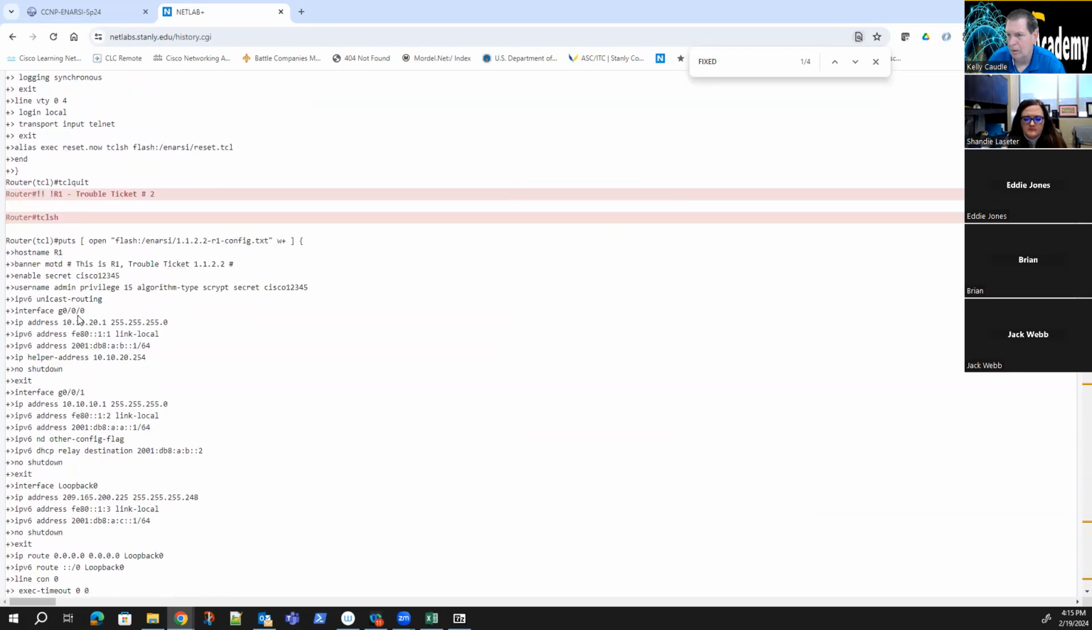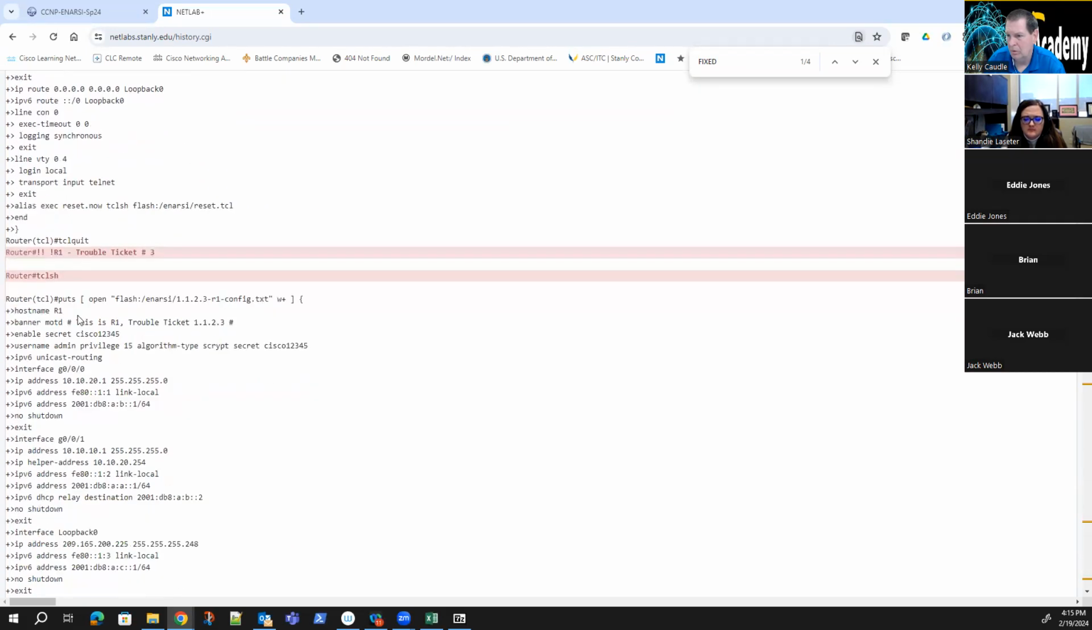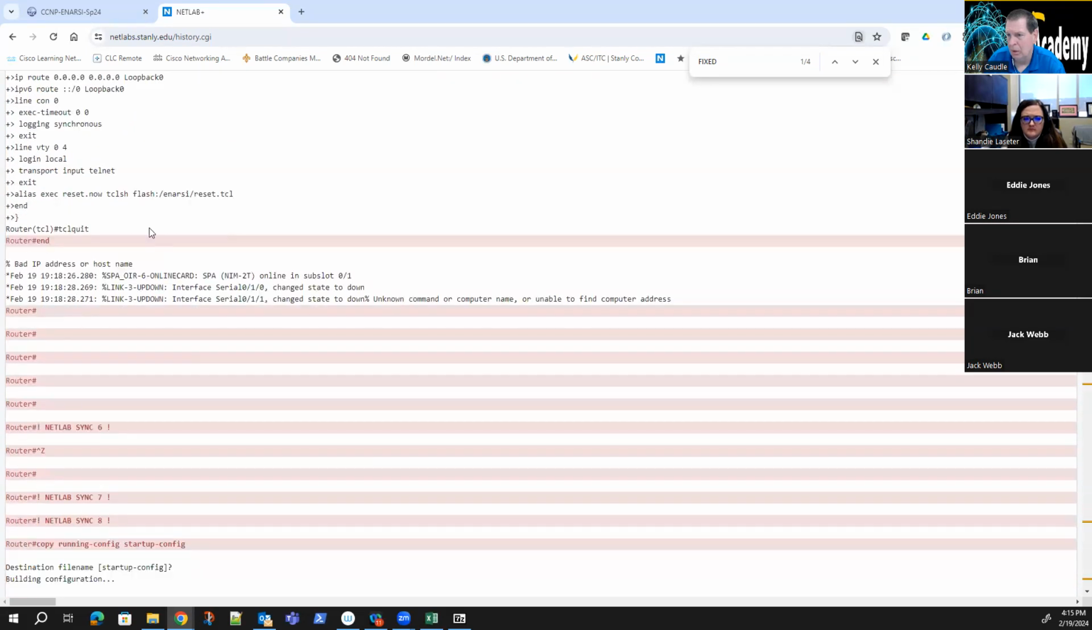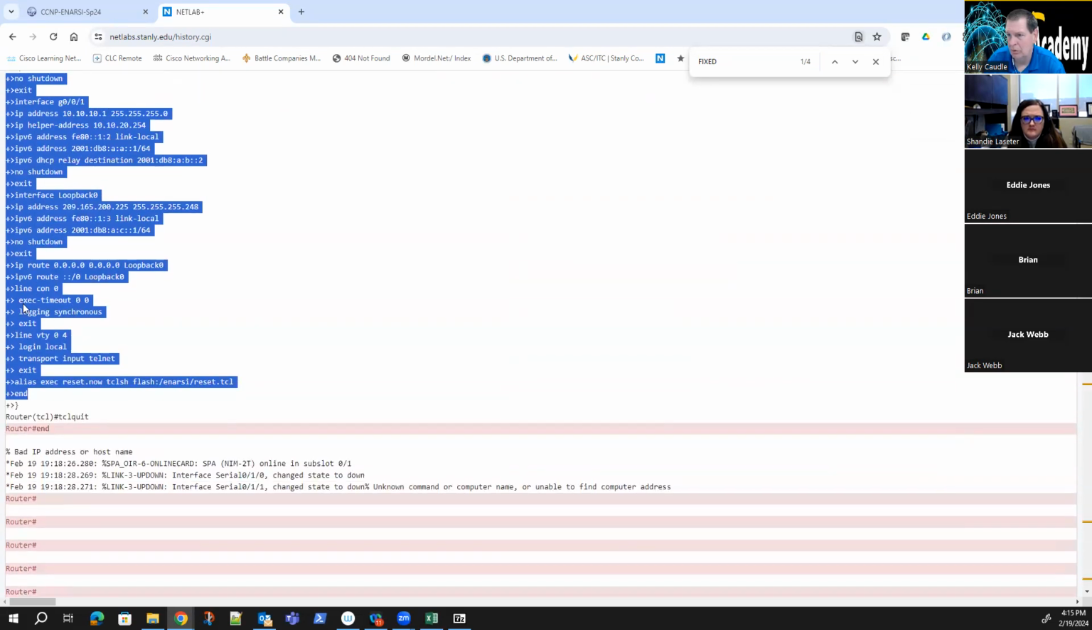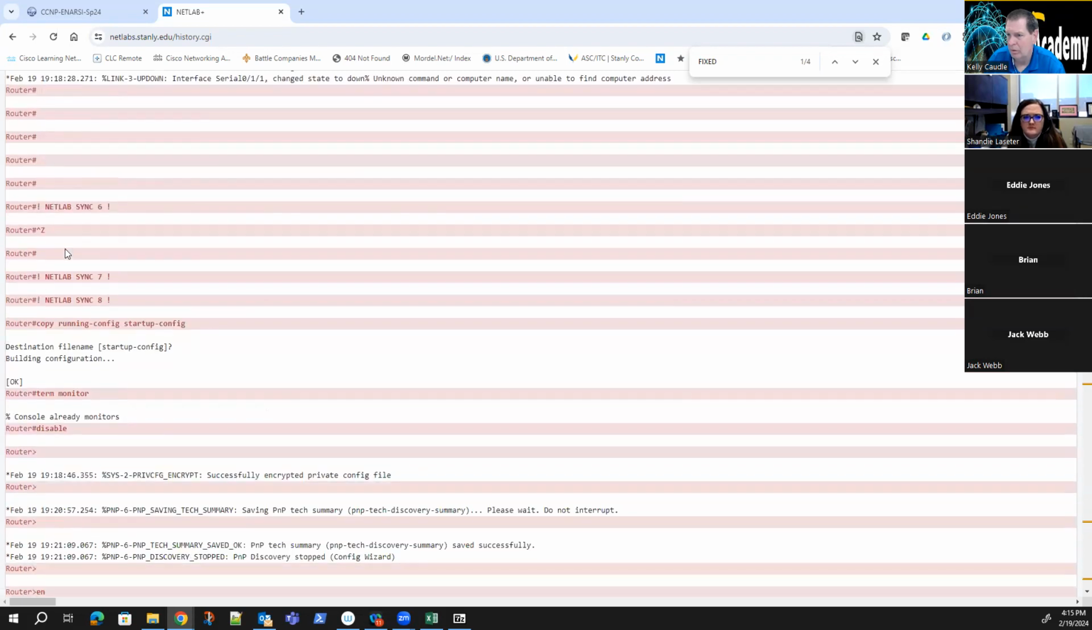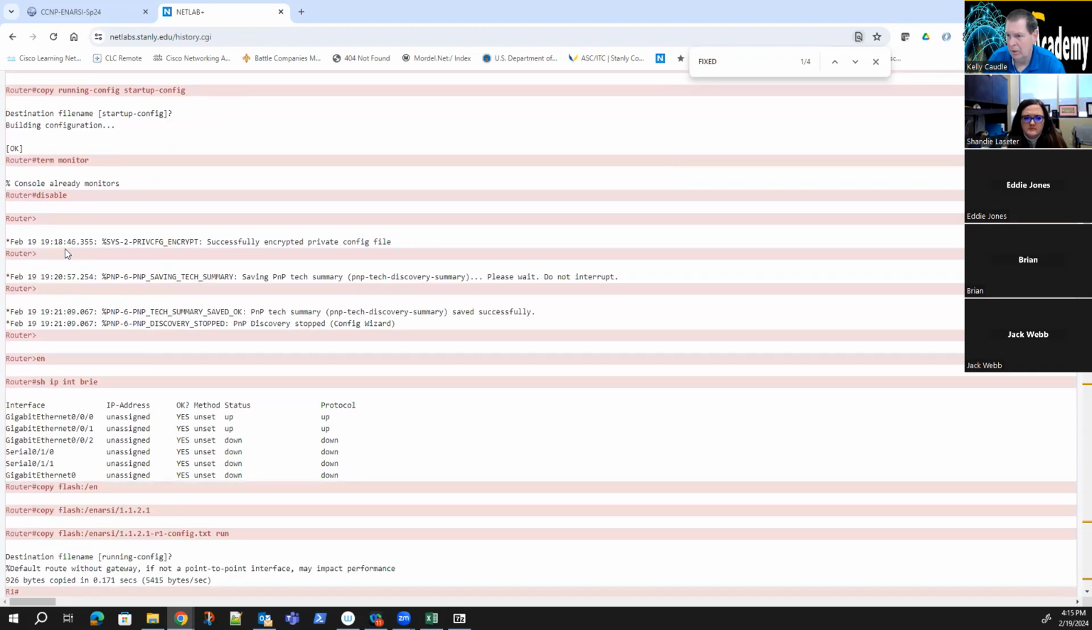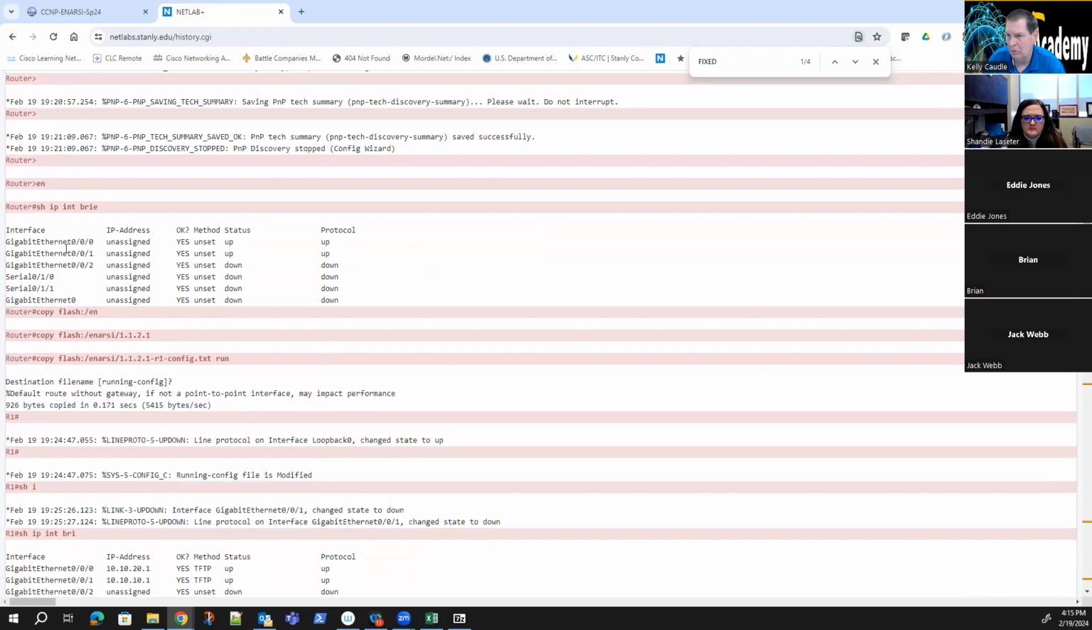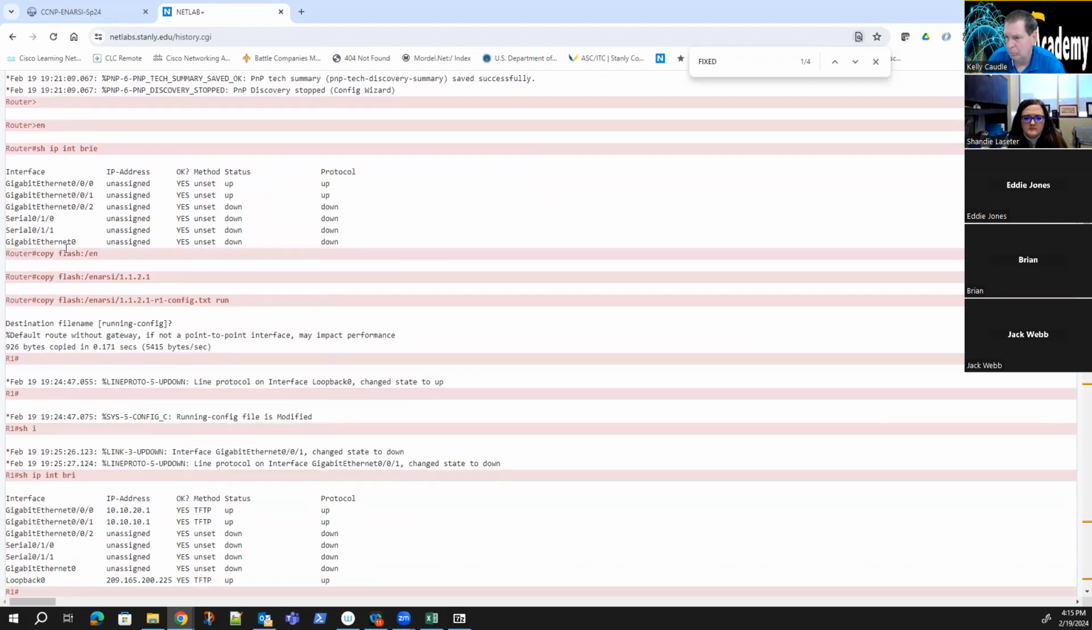The different config. Let me see. By the way, that's just the TCL script dropping that config in. If you've never used TCL, it's a pretty cool little language. It's a scripting language that can be used on Cisco devices.